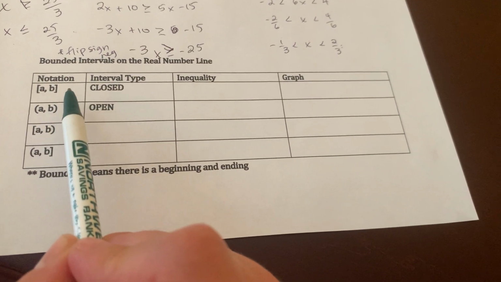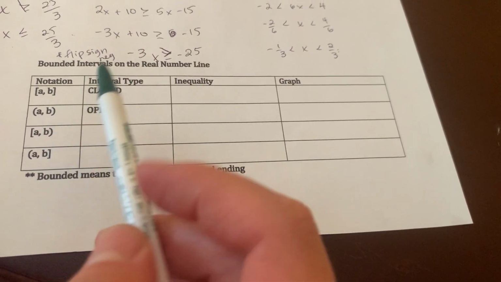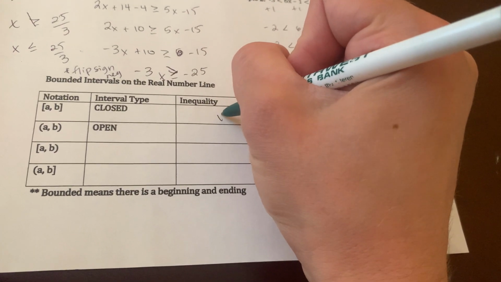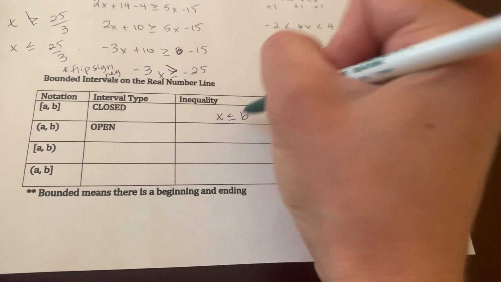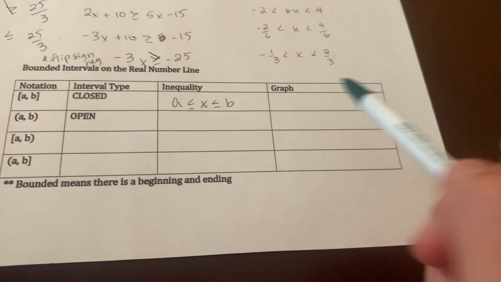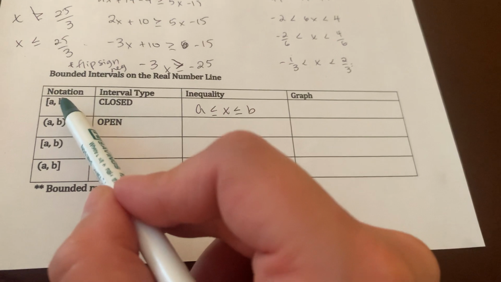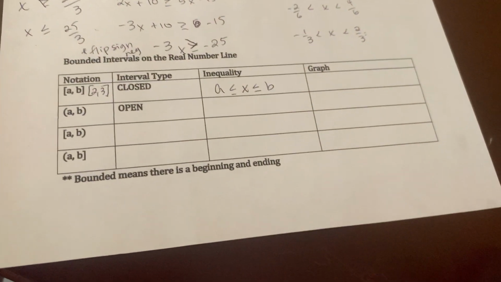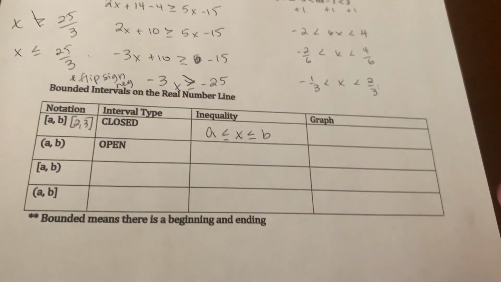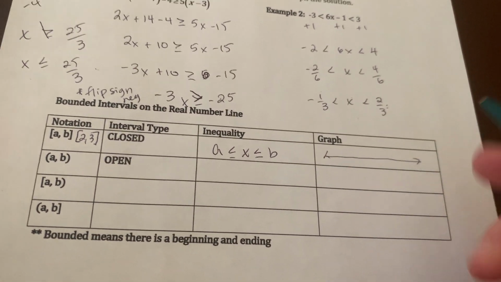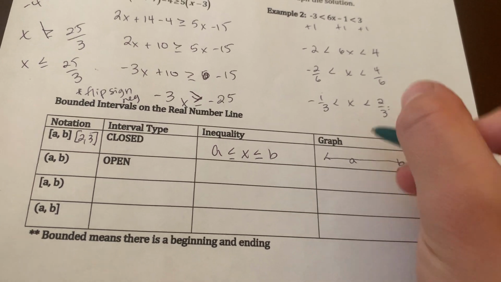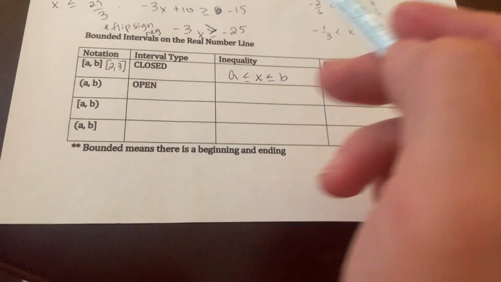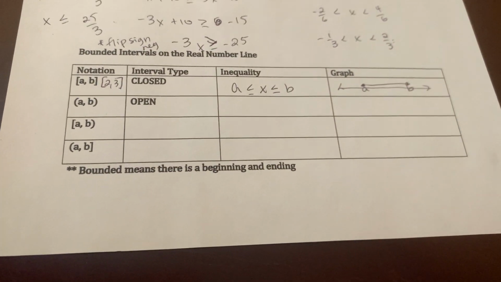This is a closed interval type because you're actually touching the numbers. And the inequality would be your variable is stuck between A and B. So a notation here might be like you're in between 2 and 3. You're in between 5 and 17. And how you'd graph it is I am in between A and B, and I can be A and B. Okay. Same thing here.